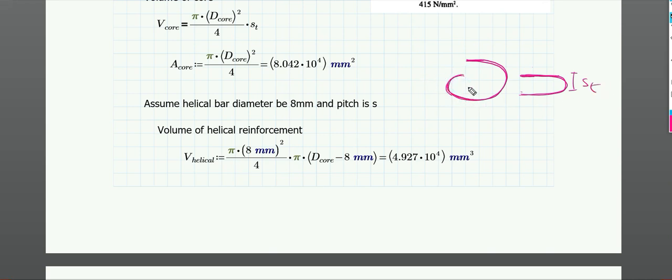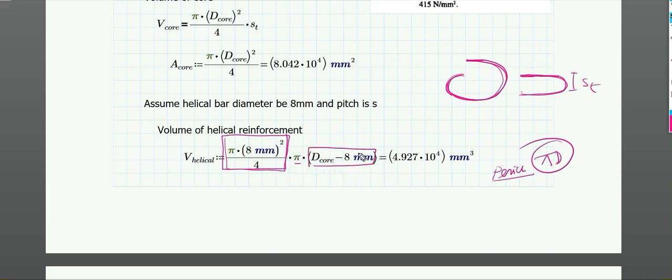Now what is the volume of the spiral reinforcement? The volume will be area into the length. The cross sectional area is pi d square by 4, into the length of the spiral for one pitch. For one pitch, what is the length? The length will be pi into d, the perimeter of a circle, so pi into d core minus 8 mm.